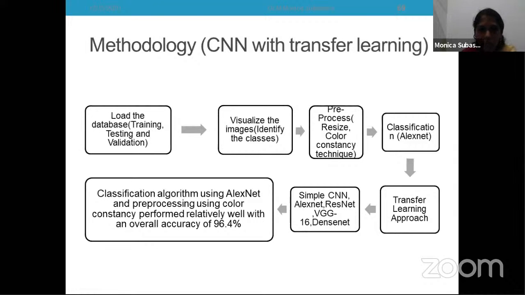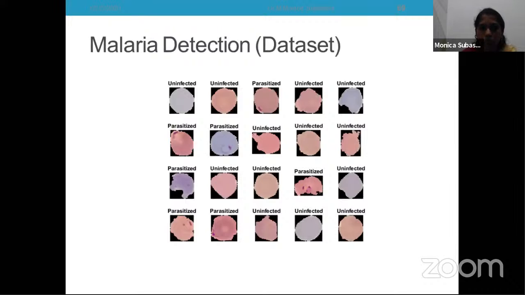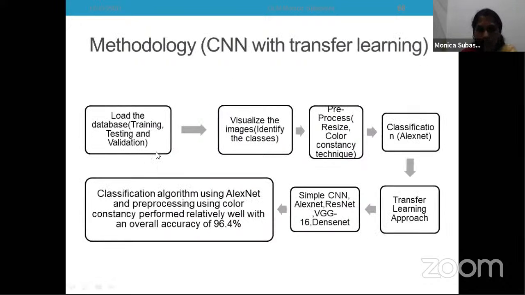So based on the previous problem, normal would be uninfected, abnormal would be parasitized. That would be the abnormal class. So after loading the database, identify the class, visualize the images. You should confirm first. Then go ahead with pre-processing. Pre-processing techniques have to be applied, and then classification.